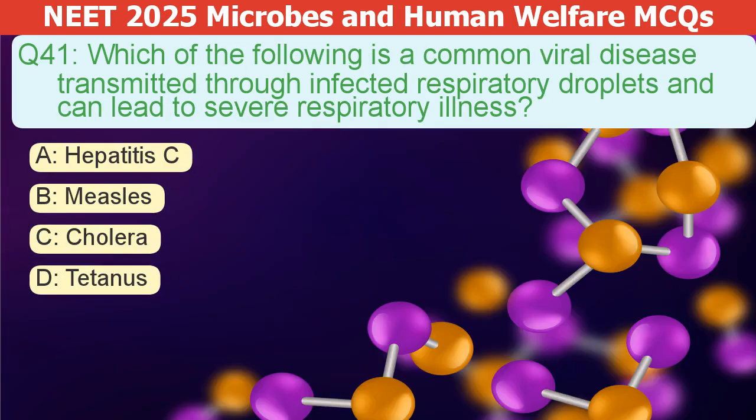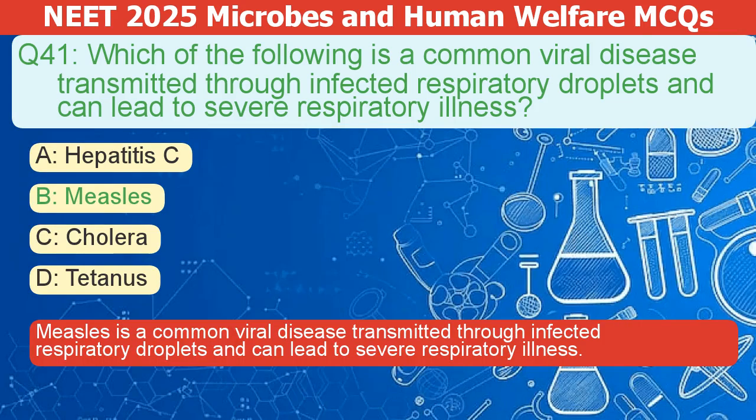Which of the following is a common viral disease spread through infected respiratory droplets and can lead to severe respiratory illness? A. Hepatitis C. B. Measles. C. Cholera. D. Tetanus. The correct answer is B. Measles is a common viral disease transmitted through infected respiratory droplets and can lead to severe respiratory illness.